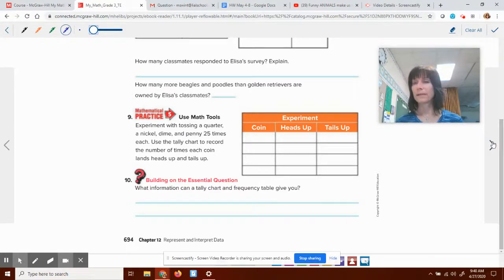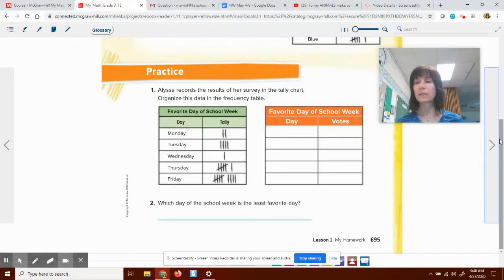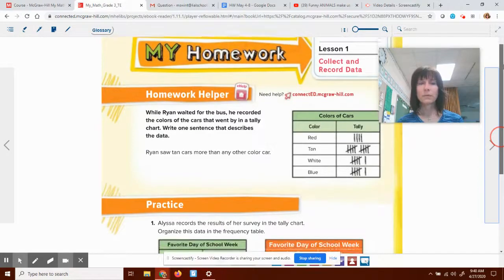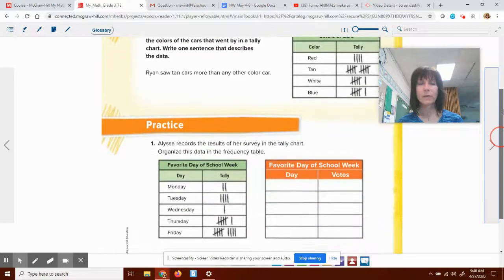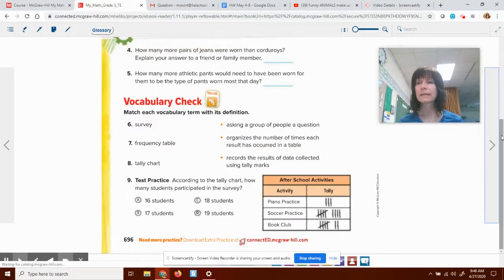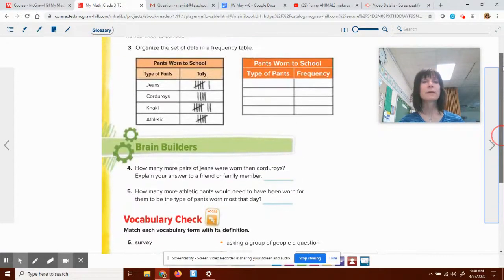All right, let's make sure they are not trying to do anything crazy for homework. Your homework is simply, we have an example of Ryan. Elisa records the data in the tally chart. This is my tally chart. You simply are taking this and putting it into a frequency chart. So you're using numbers now. What day of the school week is the least favorite? You've got that. Let's look at the back, my friends.